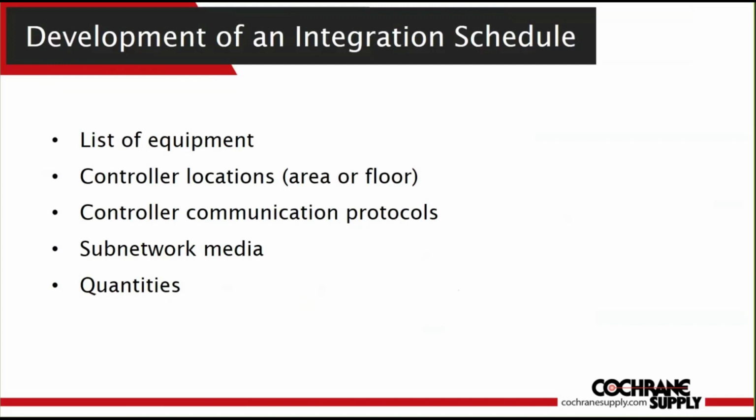We may have a job that's not a totally, completely flat architecture with all IP devices. It may be a combination of IP devices, right? There may be MSTP devices, there may be Modbus, there may be different network media in addition to protocol. So we want to make sure that we put together a schedule that shows this stuff, right? And then we're going to want to know the sub-network media and the quantities. So what does that look like?